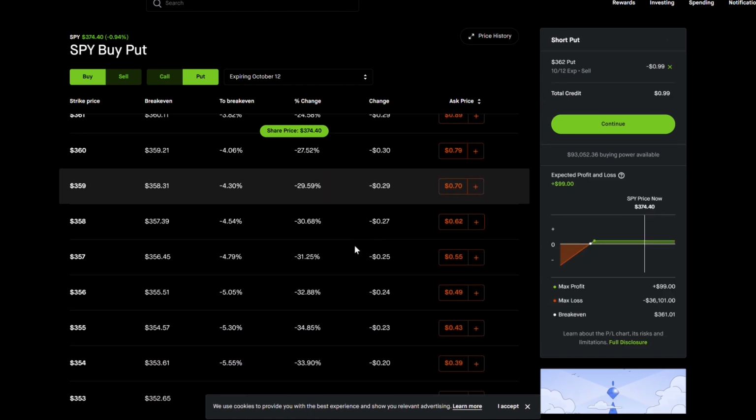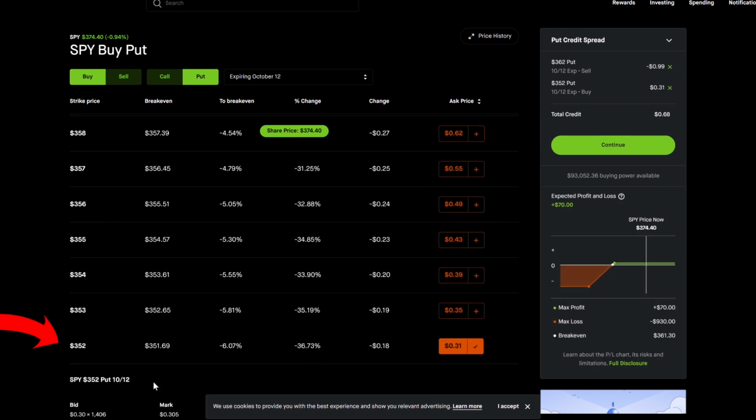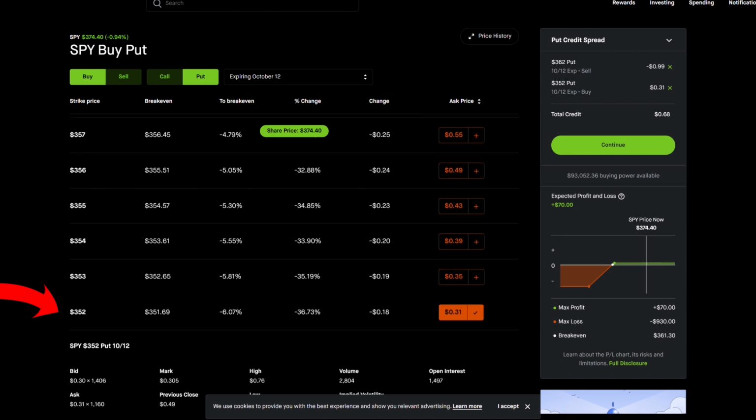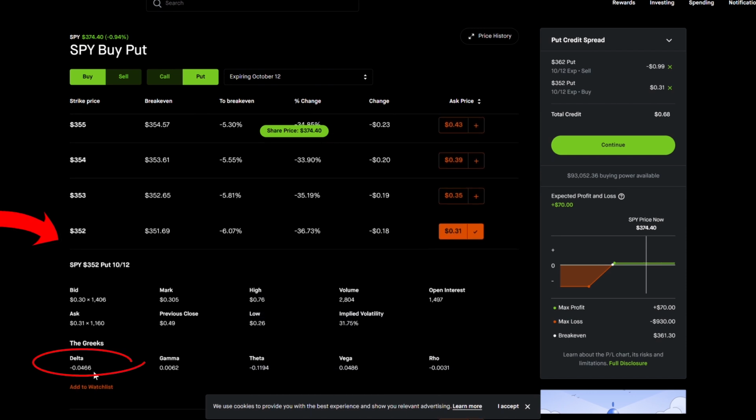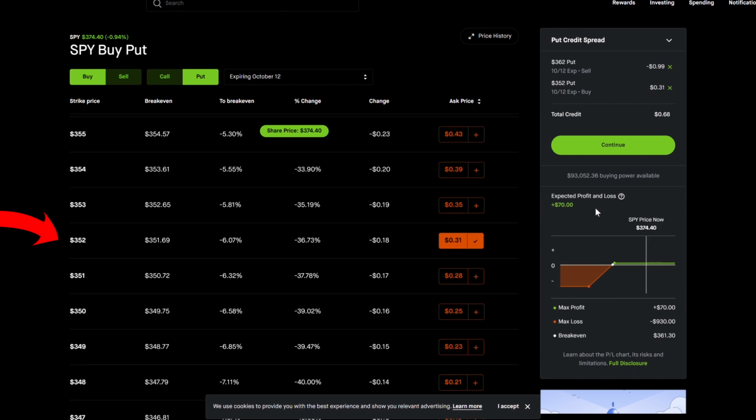So I can actually go all the way down to 352. Now, going down to 352, you can see here that the delta is 0.04, the volume is 2,800, and the bid and ask is still very, very tight. In fact, it's even tighter. It's only $1 apart. So that is great. Now, if we notice, things become really interesting.